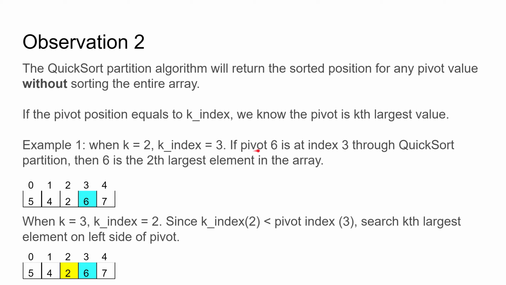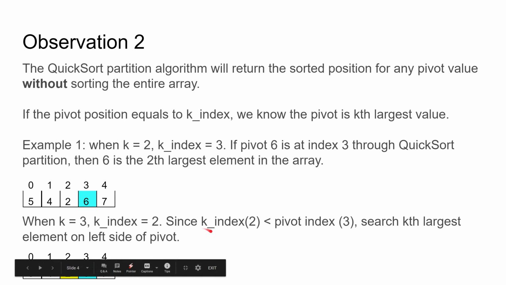And if the pivot is 6, which is at index 3, through quicksort partition, it'll make 6 the second largest number in the array. So in this example, when the pivot is at index 3, it'll partition this to make 6 be at the right place, and then it'll return 6 because that means this number, the k index number, is sorted. So that's the answer.